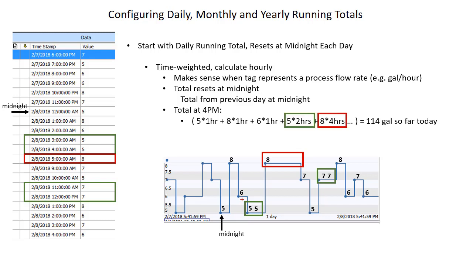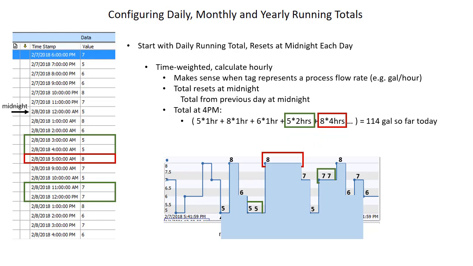However, you can see here that I've multiplied 5 by 2 hours because it's the value of 5 for 2 hours here. And I've multiplied the value of 8 by 4 hours because it's 8 for 4 hours here, even though there is only one value of 8 coming in. It is still at 8 for 4 hours. Essentially, we're taking the integral under the curve to get the time-weighted total.